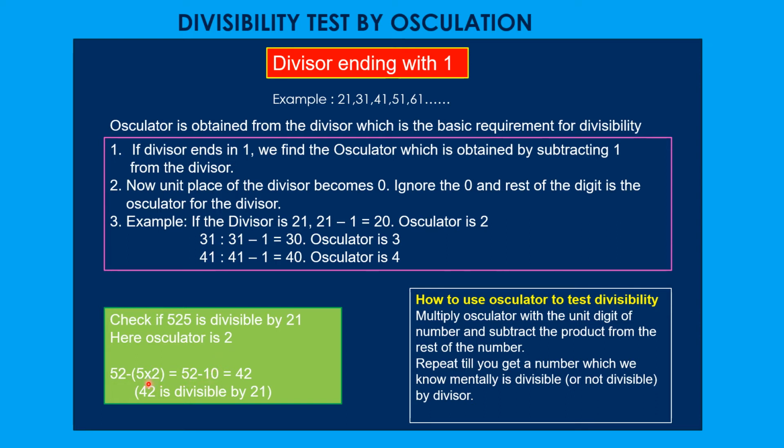5 times 2 is 10, so 52 minus 10 is 42. And you repeat till you get a number which we know mentally is divisible or not divisible by the divisor, that is 21. So here you got 42, 42 is divisible by 21 and hence your number 525 is also divisible by 21. We are going to take a few more examples.